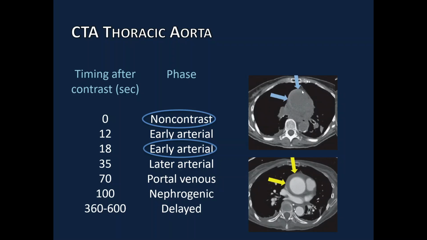This is a case of an intramural hematoma of the ascending aorta, and it's best seen on the non-contrast phase. It's this hyperdense crescent in the wall. You can see once you've given contrast, it's actually harder to see that. It doesn't stand out quite as well.